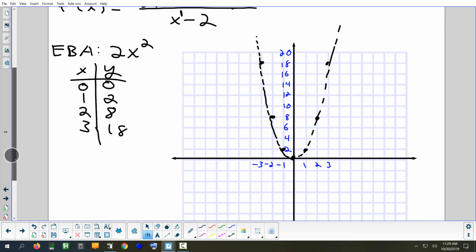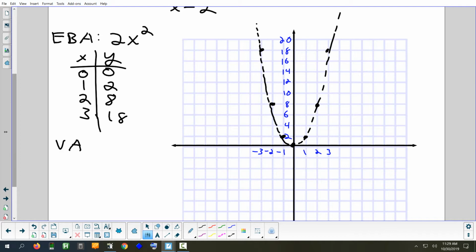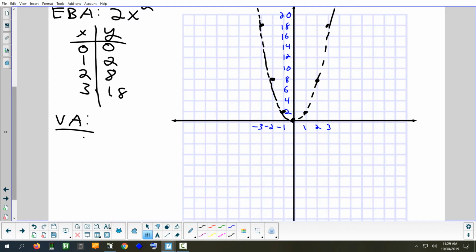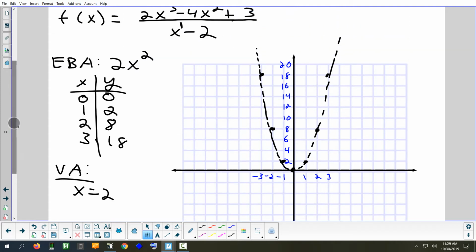Okay, so we got the EBA. Vertical asymptote, I already asked Jared about that. That's when you divide by 0. So in this case, 2. So we got a vertical asymptote at 2. Okay, put that in as well.